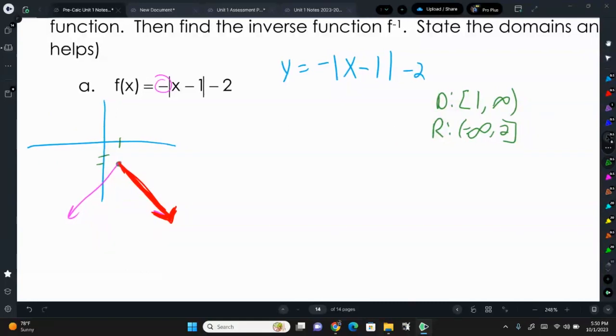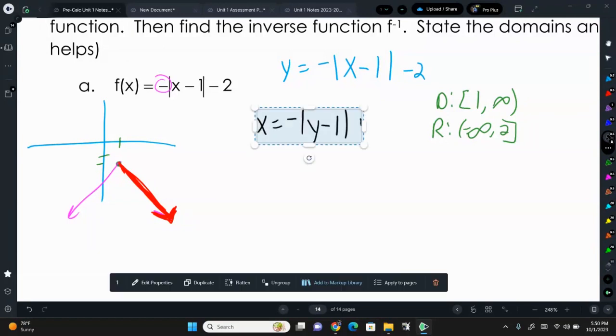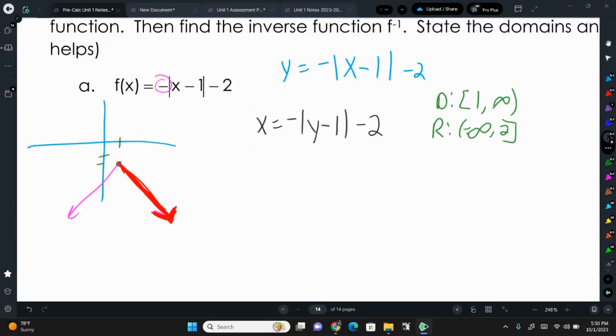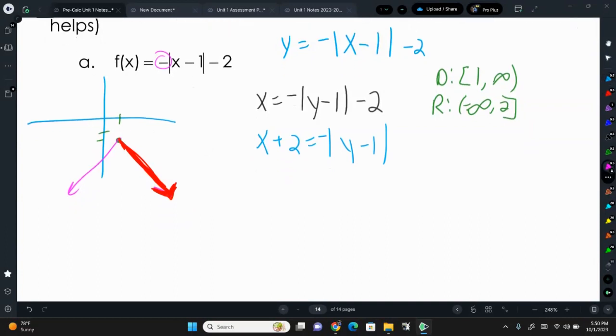And so now we're going to switch x and y. All right, minus 2. And now we have to get y by itself. So we'll add 2 to both sides. We have x plus 2 equals negative absolute value of y minus 1. And then we have to get the absolute value bars by themselves, so we'll divide by negative 1. So we get negative x minus 2 equals the absolute value of y minus 1.